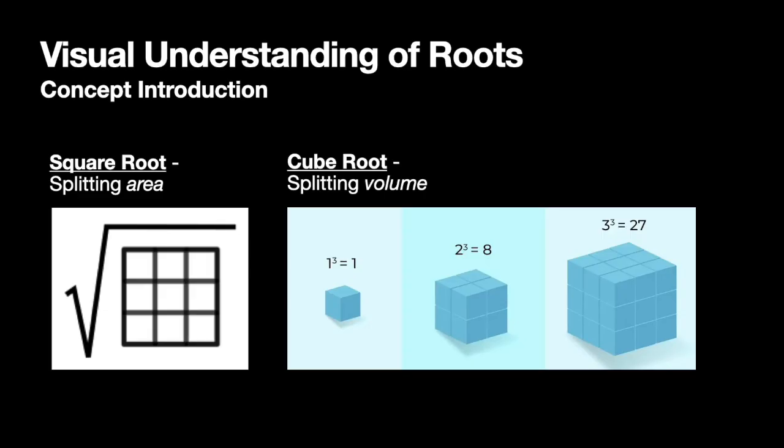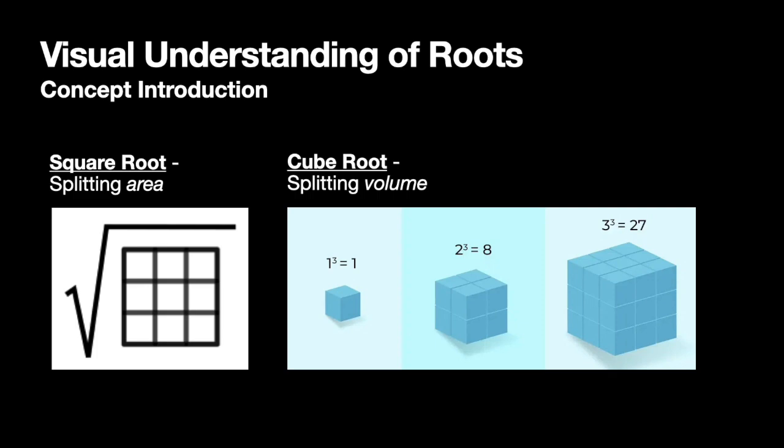So here is a visual understanding of roots. We can say that the square root of a number is splitting its area. So in the picture here, we can see the square root of 9 blocks will be splitting it into 3 because 3 to the power of 2 is 9. Similarly, since squares involve area, the cube root is splitting volume. And in general, the nth root of any real number can be said to be repeated grouping.